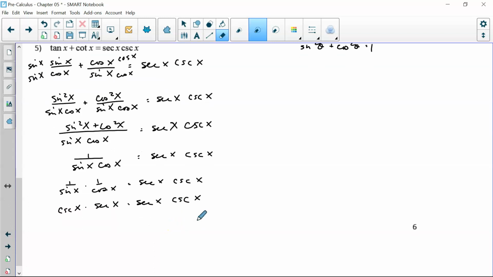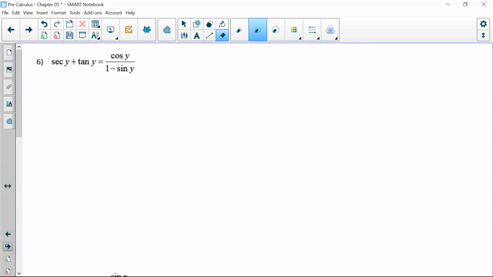I'm just going to go one more step and rewrite it in the same exact form, because order doesn't matter for multiplication. Secant of x first times the cosecant of x equals the secant of x times the cosecant of x. And there we go. We just verified that identity. All right, let's go to the next page.